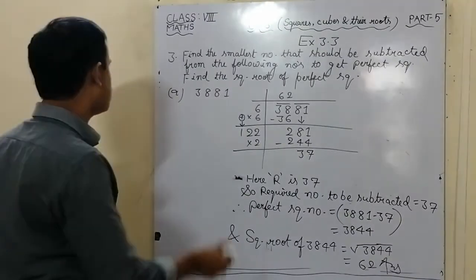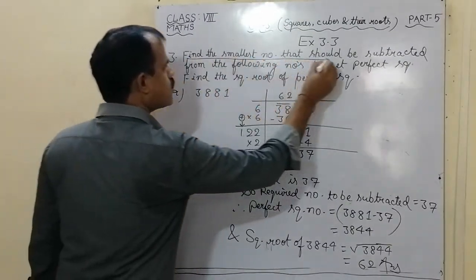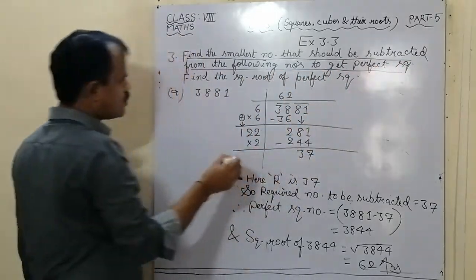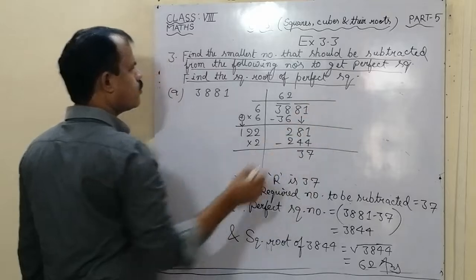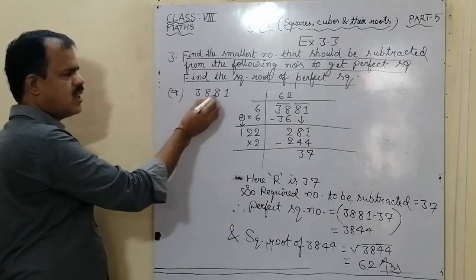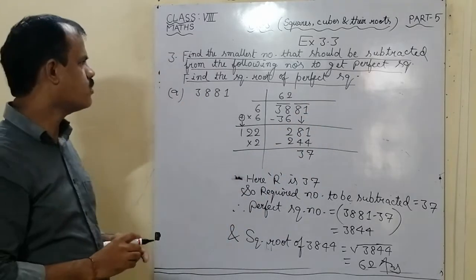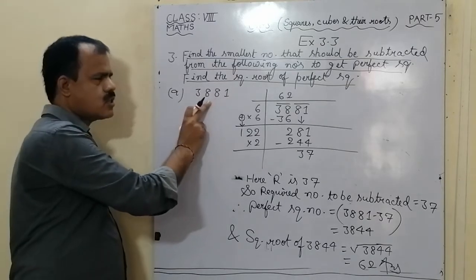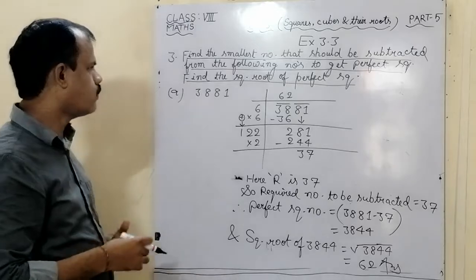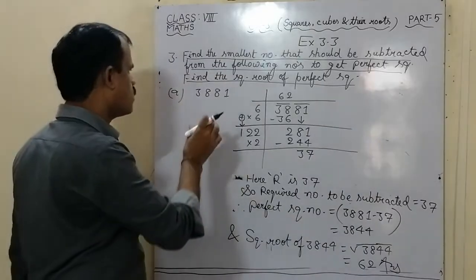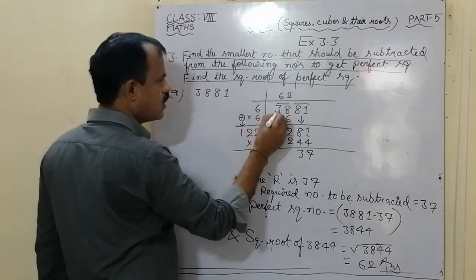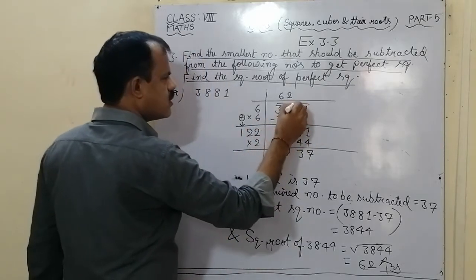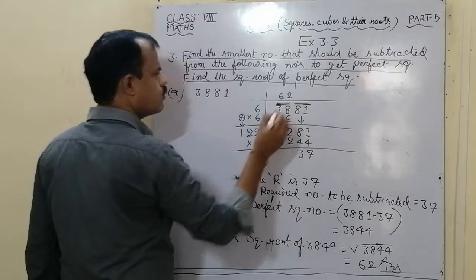Yes students, question number 3. Find the smallest number that should be subtracted from the following numbers to get a perfect square. Find the square root of the perfect square. We have the number 3881. What number should be subtracted from this number so that it becomes a perfect square, and we have to find the perfect square number also. So first we write this number, 3881. Now make pairs from the right side: 1 pair, 2 pair.